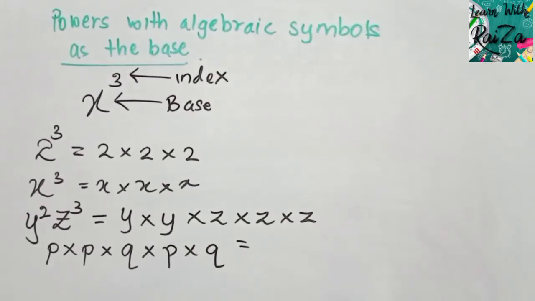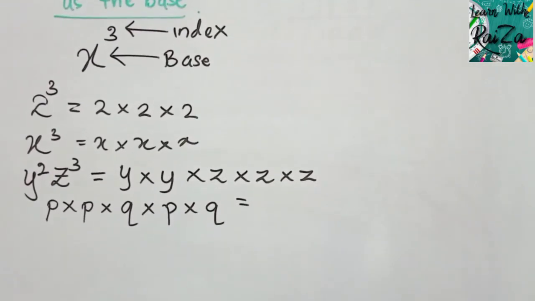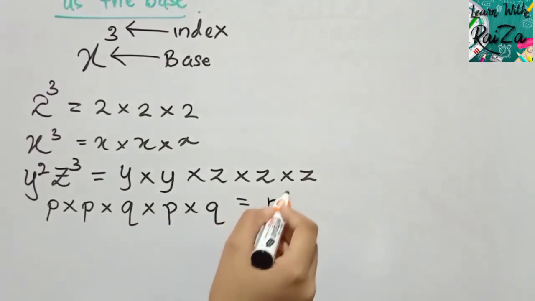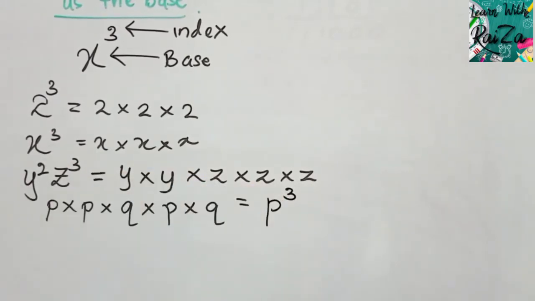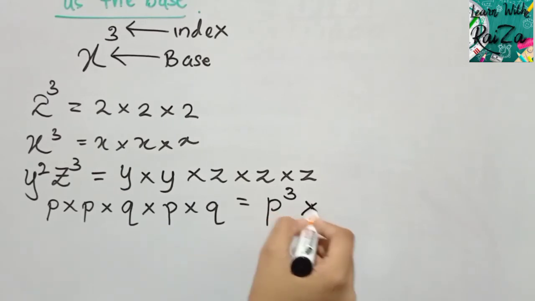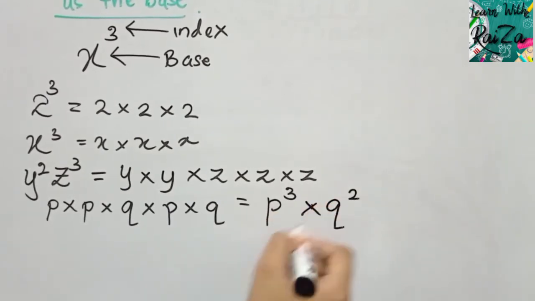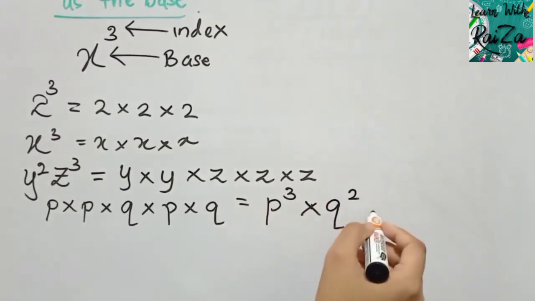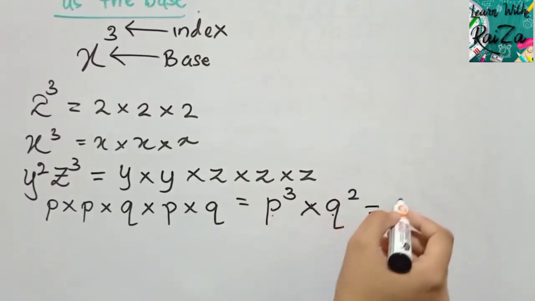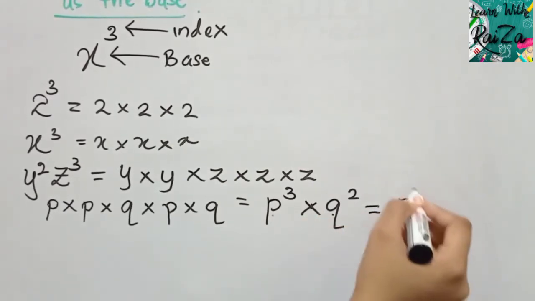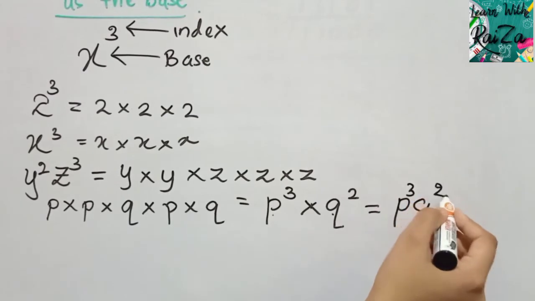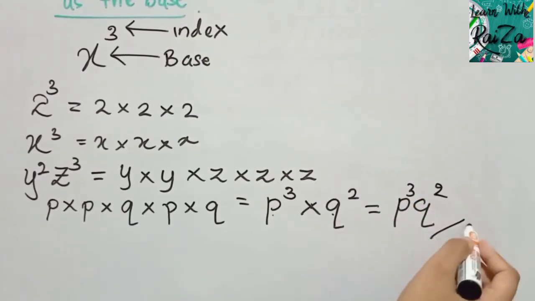So there, what you have to do is, p is written twice and here once more. Altogether we have 3 p's, p to the power 3. q is written twice, so put a multiplication, q to the power 2. So we can write this together as p times q, p to the power 3 times q to the power 2. This is the final answer.